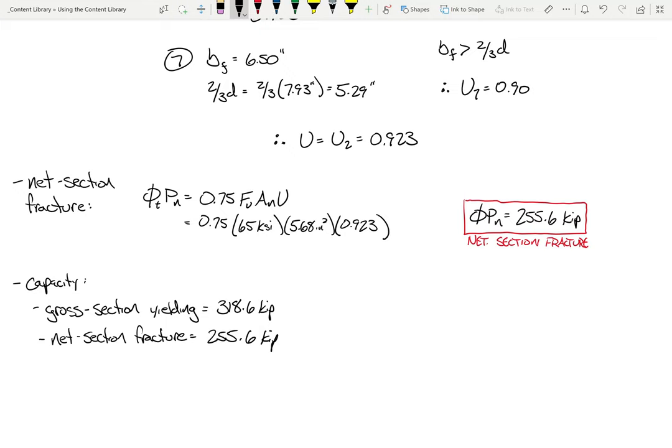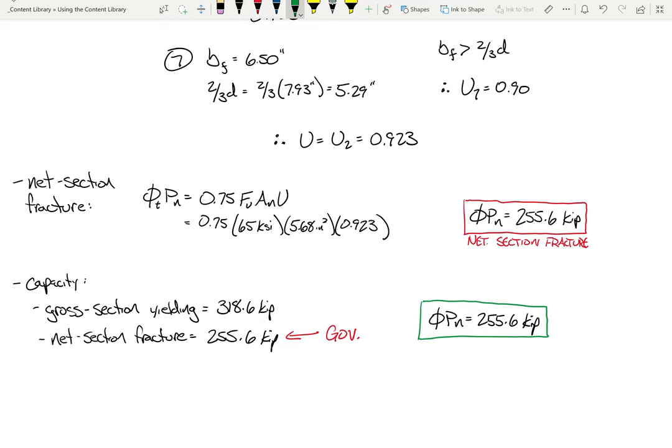So what we say is we say that this governs, and we say that VPN is 255.6 kips. Okay, that's the capacity. But what do I do with that? Wait. Okay, that's the capacity. Now what?